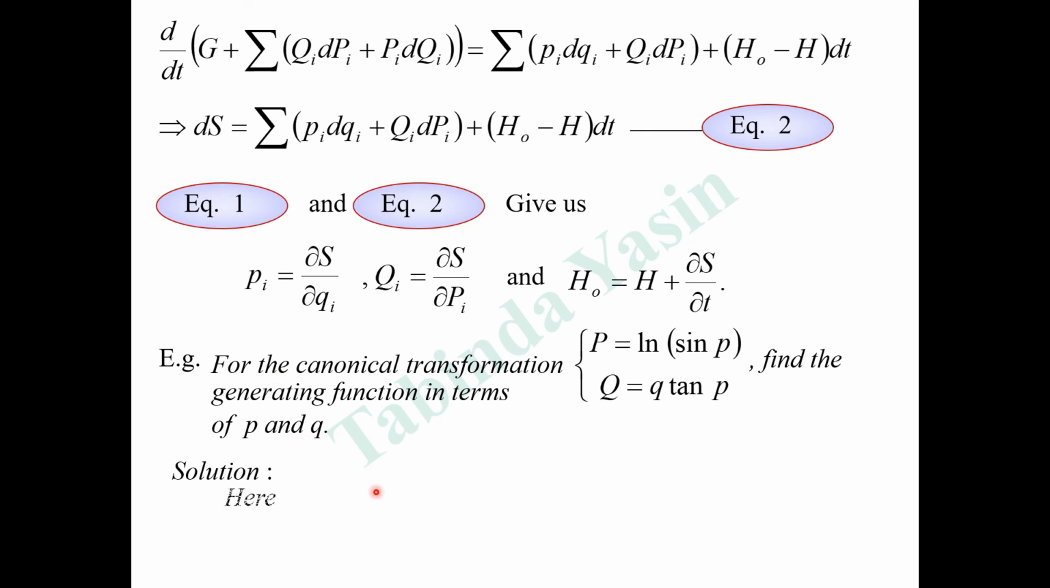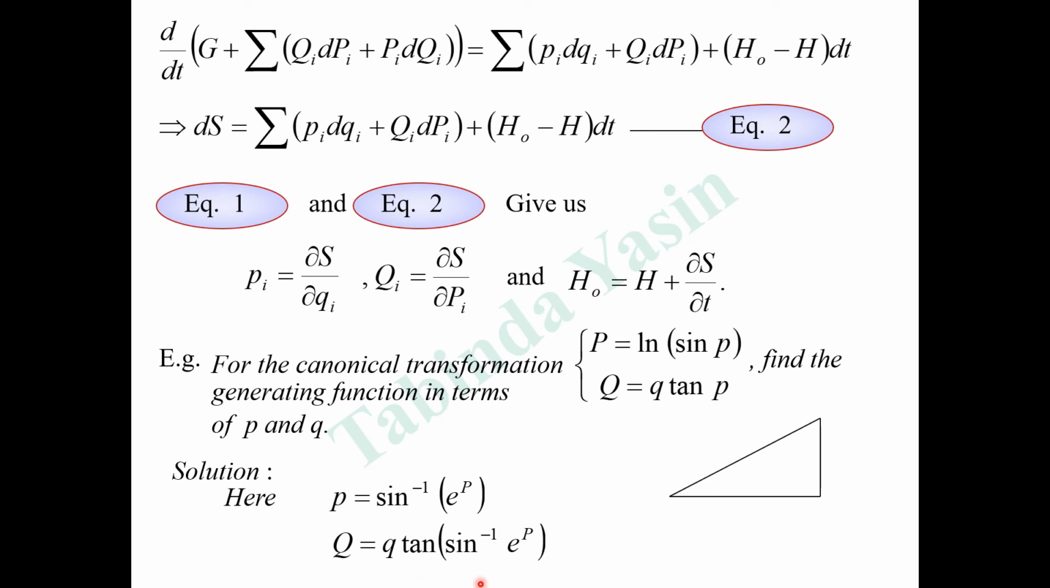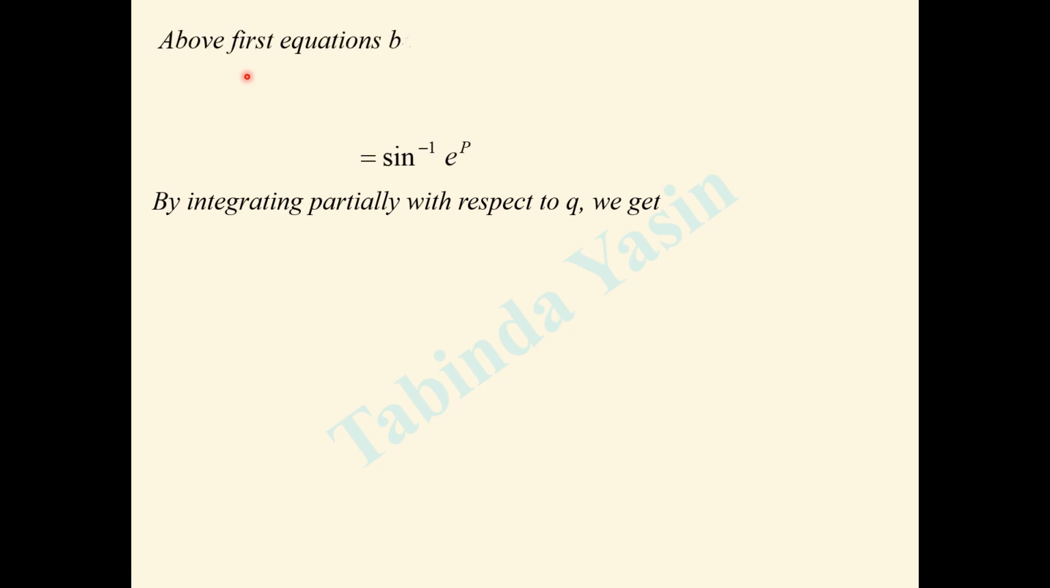This is another example. We're going to start the solution here. P is equal to sine inverse of e to the power p, and capital Q is equal to q tan(sin(sine inverse of exponential p)). By integrating partially with respect to q, the first equation becomes partial S over partial small q is equal to p, that is equal to sine inverse of exponential p.